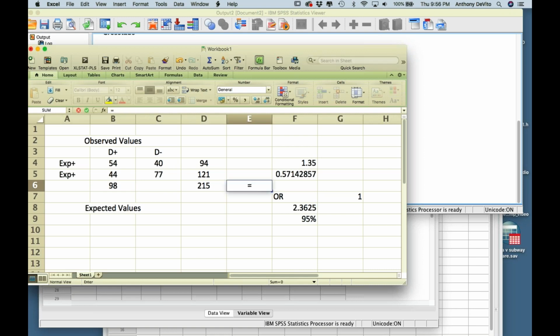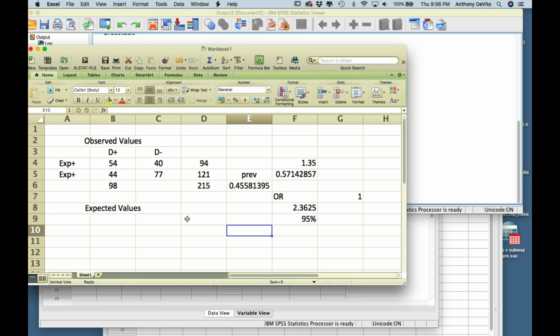So that's equal to 98 divided by 215. That's the number of people who have the disease over the total number of people that we sampled. What do we call that? The percentage of people in the population that have a disease. Call that the prevalence, right? That's the prevalence of the disease. Great, thank you. Right, so that's the prevalence.